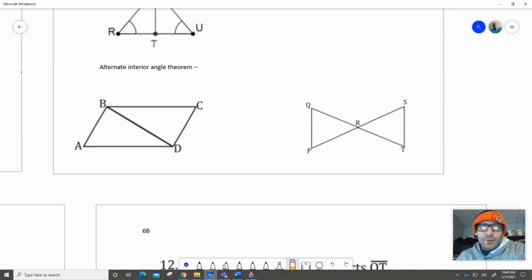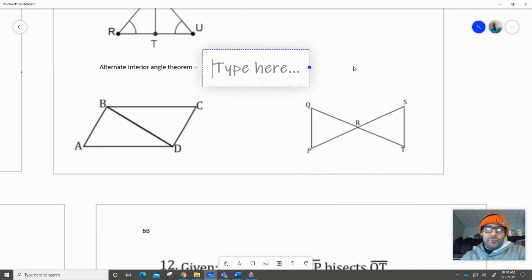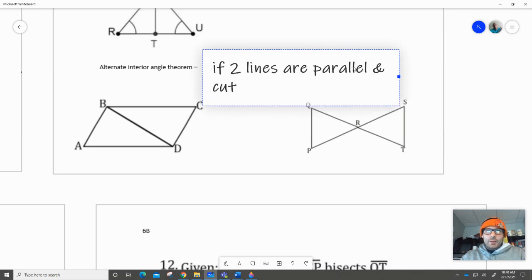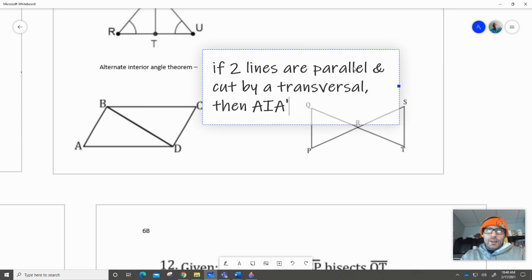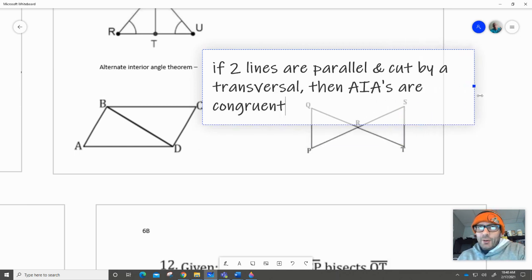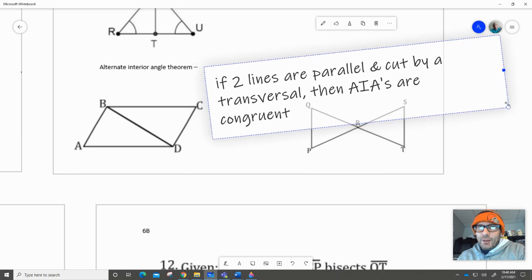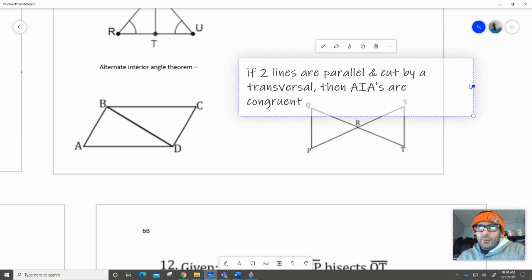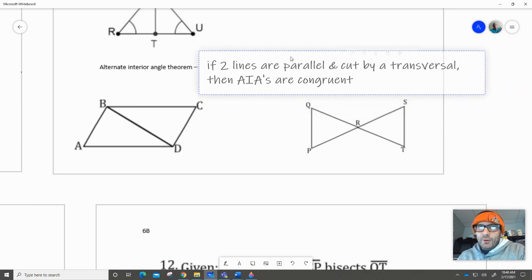So alternate interior angle theorem is going to tell us that, this may not be the only one, but this is the one we're going to see the most. Okay. So two lines are parallel, cut by a transversal, and alternate interior angles are congruent. So if two lines are parallel and they're cut by a transversal, then alternate interior angles are congruent.